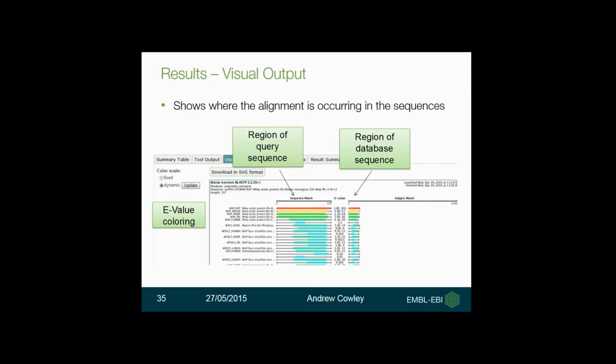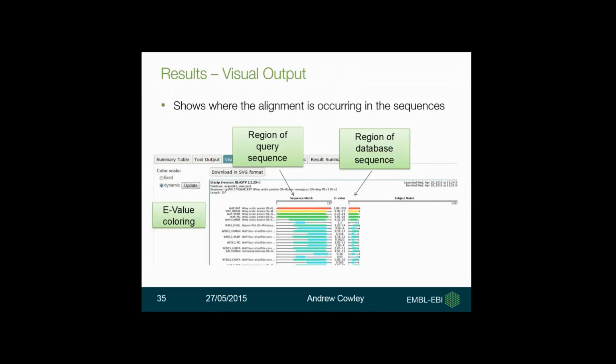Looking at our other tabs now, there is a tool output tab, which just shows you the text output of the program, so I'm not showing that now. And then the next tab along is called the visual output. And this shows you where the alignment is occurring in your sequences.